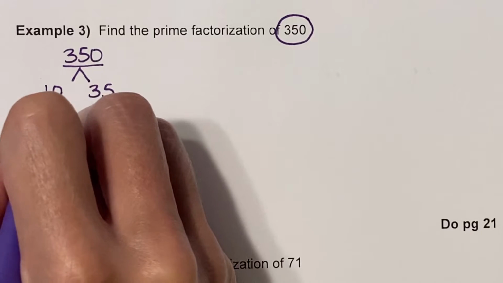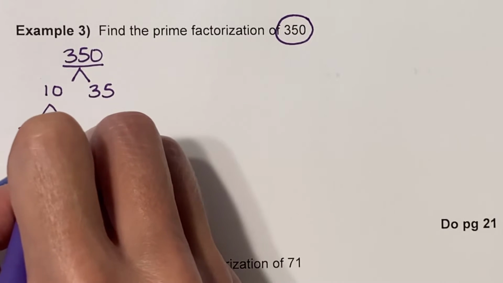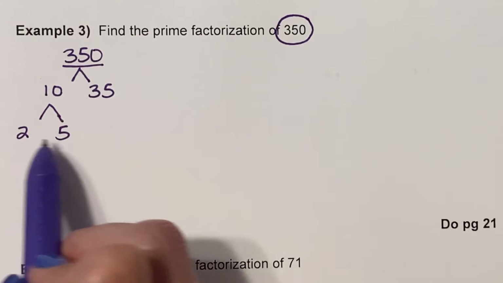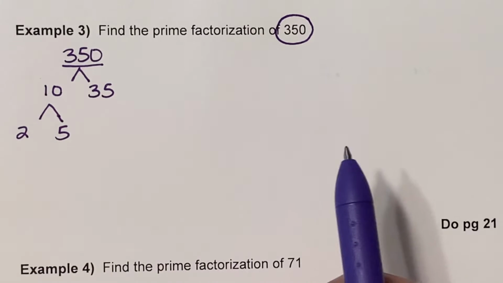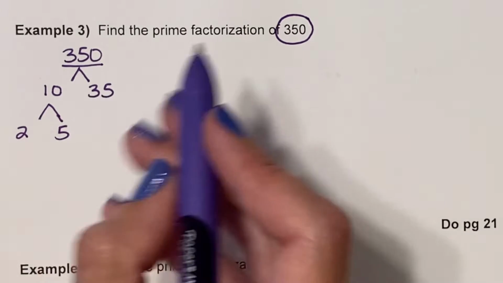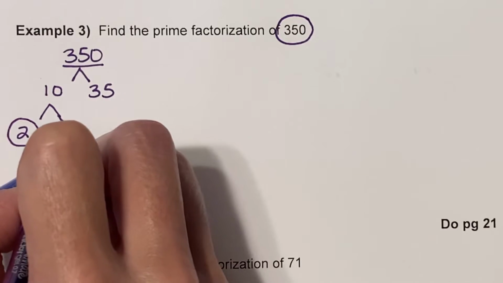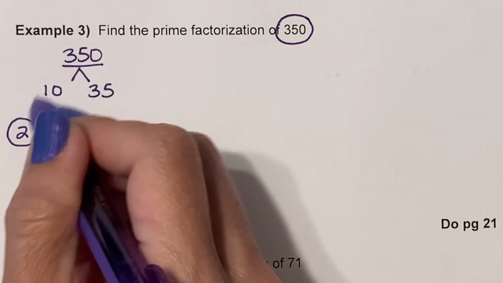10 I can break down into 2 and 5. And you might have noticed I like to list out my smaller number before my bigger number. I just am in the habit of doing that. I think it is neater and it keeps me organized. Oh, I take a look at 2 and 5. 2 is prime, circle it. 5 is also prime, circle it. Yay, I'm done with that branch.